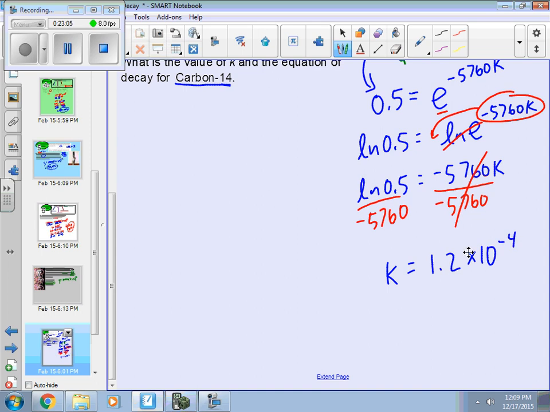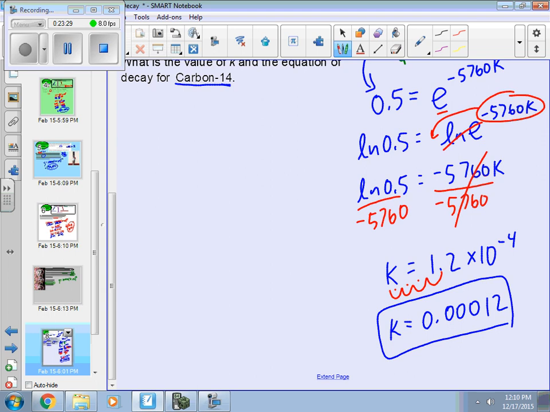This is a small number. If you wanted to write that out as a non-scientific notation number, we would have to move the decimal point 4 places to the left. So if we did that, 1, 2, 3, 4, looks like you'd have to fill in with 3 zeros. Another way to write this k value would be 0.00012. That would be the k value of this one. So either that, or you could definitely leave it in scientific notation too. So that's half-life.